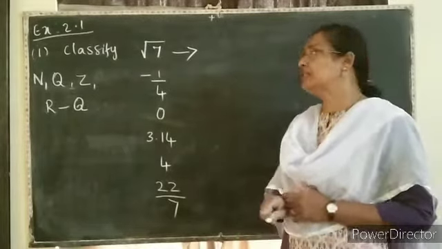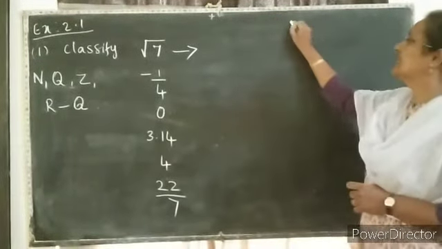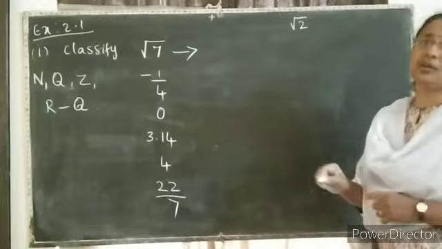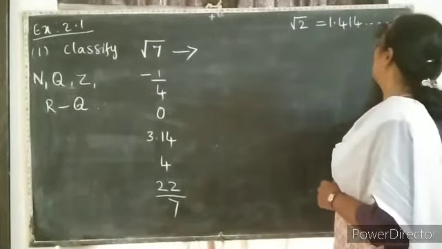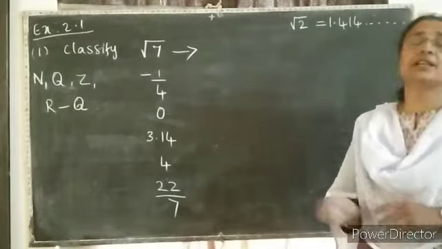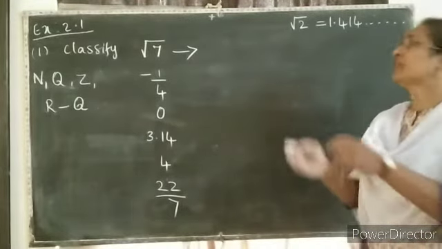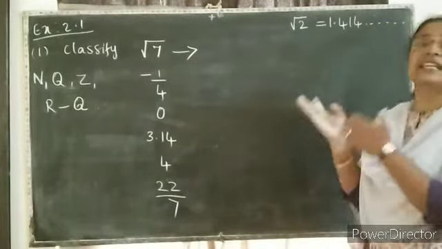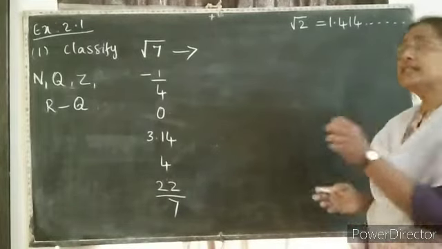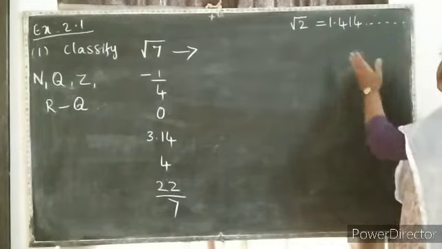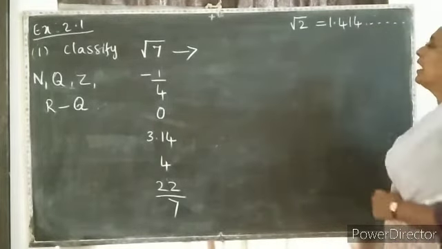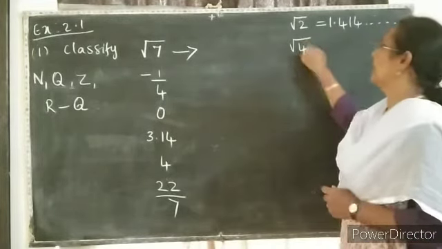Now look into this √7. Already we have discussed √2. Yes or no? √2 is what? 1.414 and it goes on without terminating. So as we discussed already, this number √2 is an irrational number since it is a non-terminating and non-recurring decimal number.